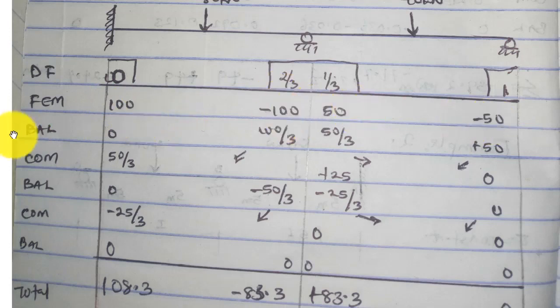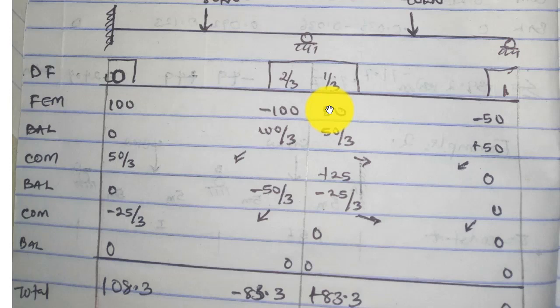So we now do what? To balance. How do you balance? Change the sign, multiply by the displacement factor. So change the sign of 100, you have minus 100, minus 100 multiplied by 0, you have 0. Then at joint B you have to add BA and BC. So it will be minus 100 plus 50. So that will give you minus 50.